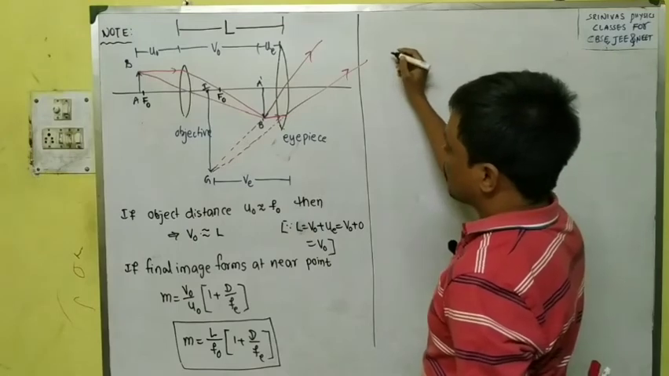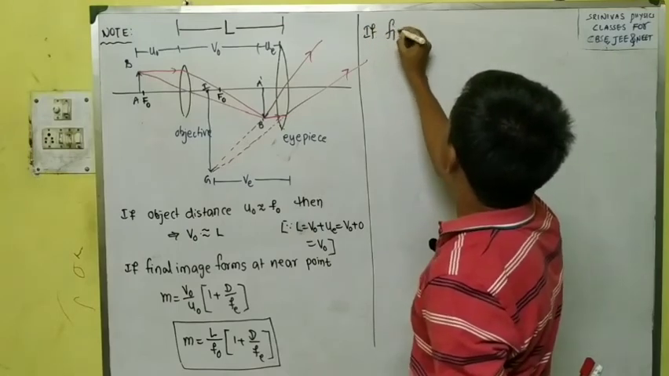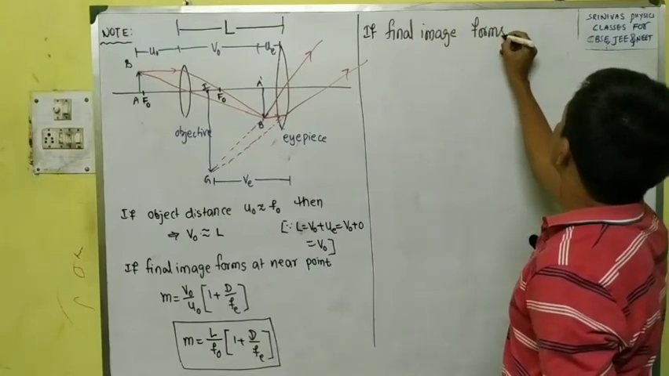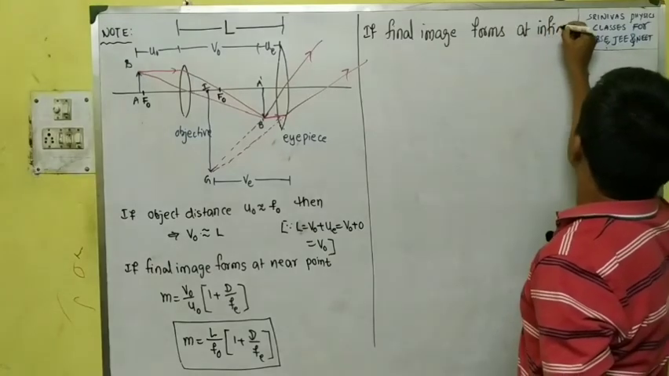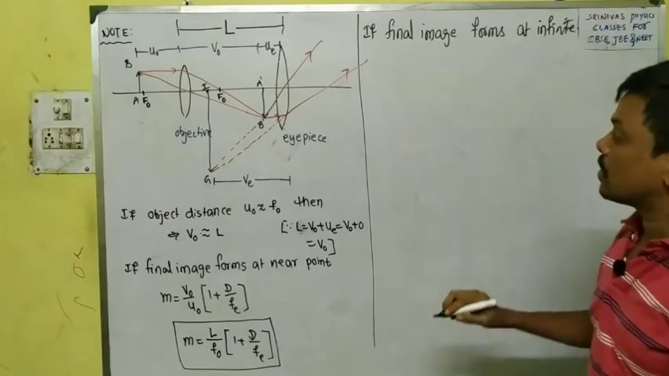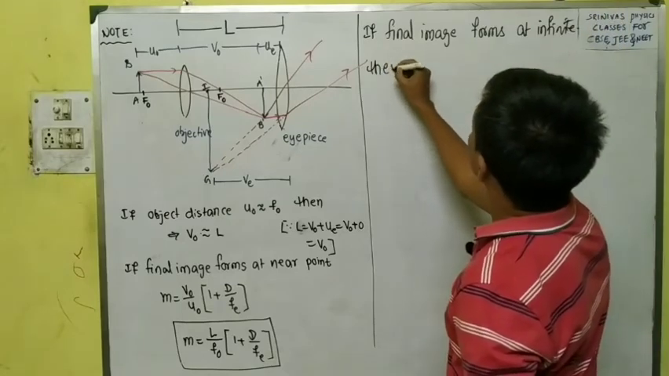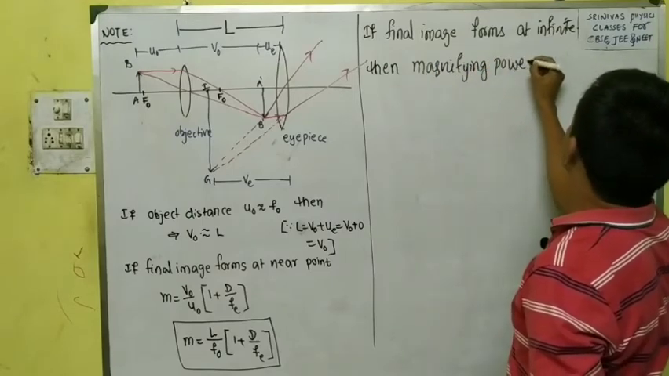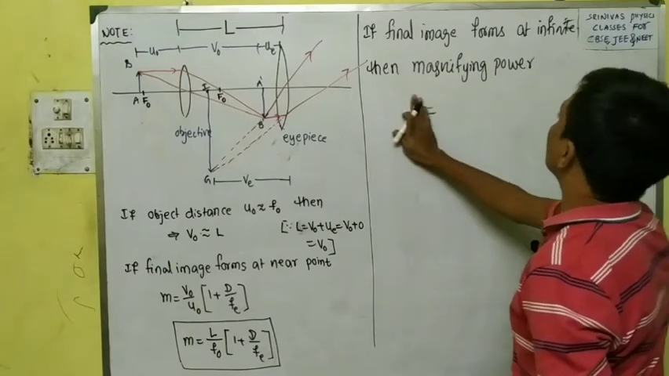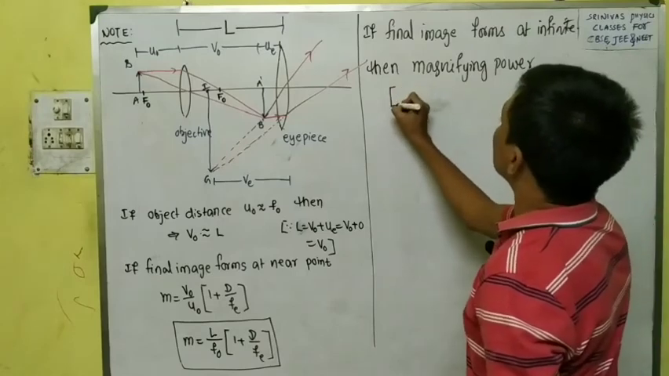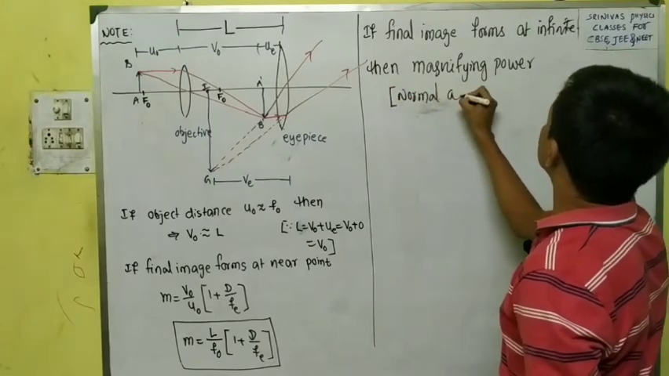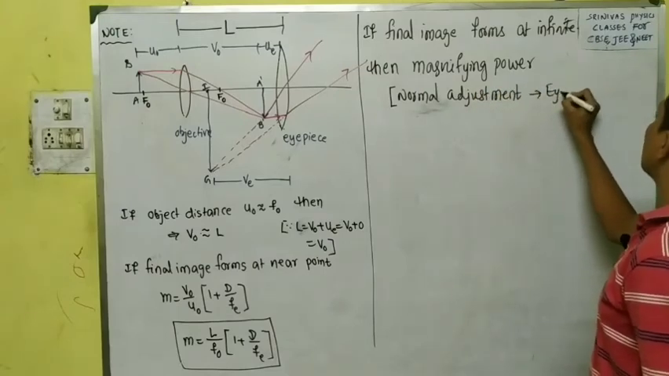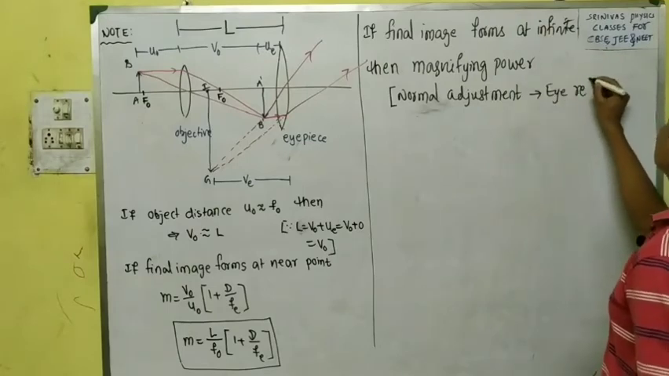The next case is if the final image forms at infinity. What is the magnifying power formula? This infinity case is called normal adjustment. Normally we adjust so that the image forms at infinity, because then the eye is relaxed. If the image forms at infinity, then the eye relaxes.